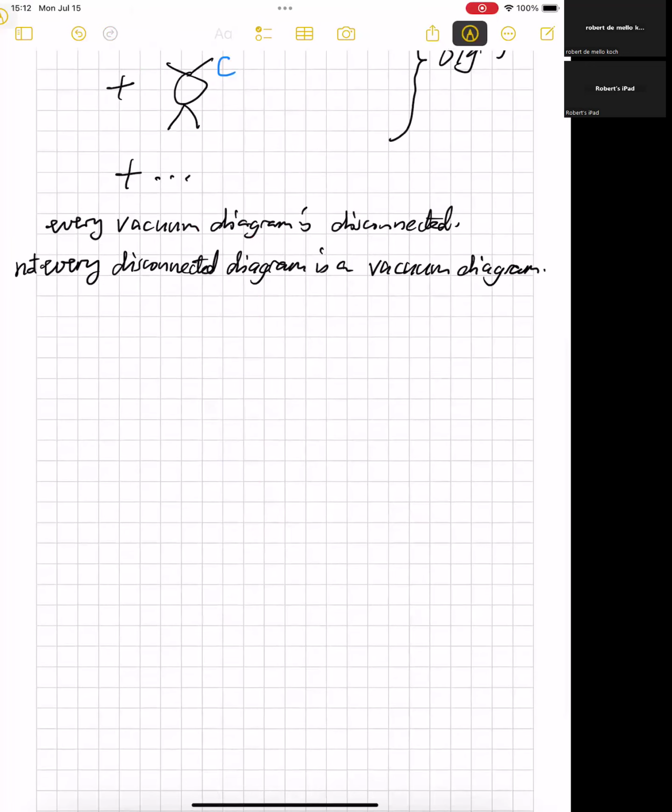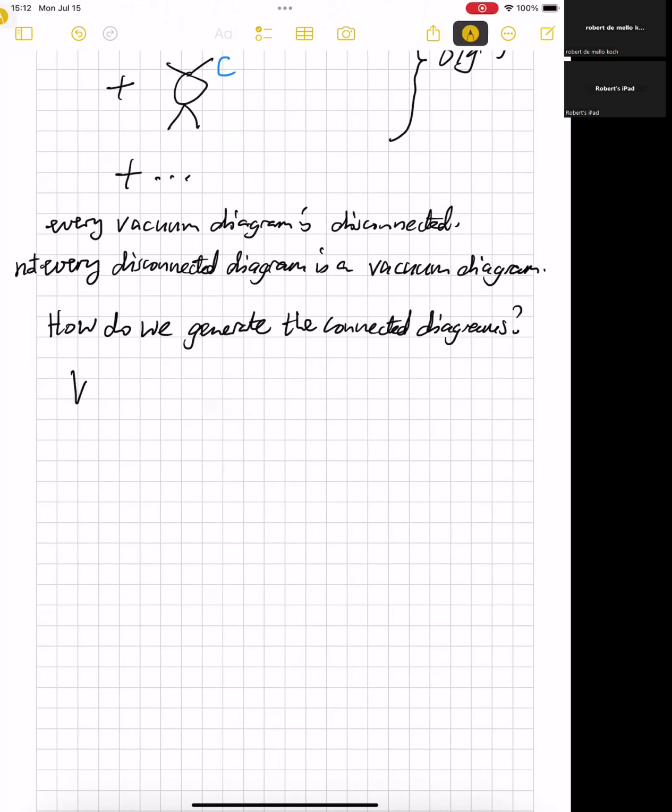So the question that we want to ask ourselves now is, how do we generate the connected diagrams? Okay, so that's the question we want to ask now. And I'm going to tell you the answer.